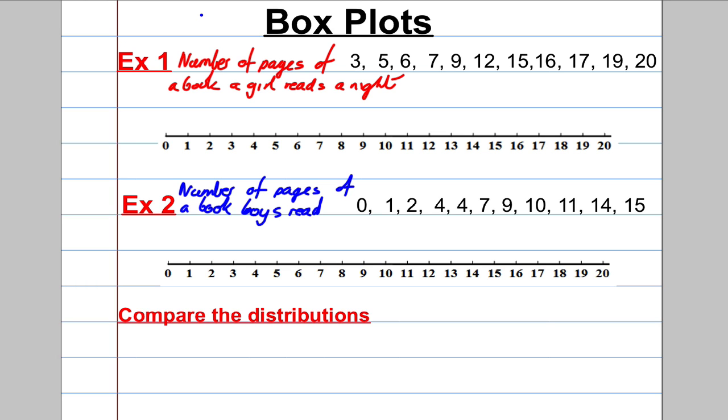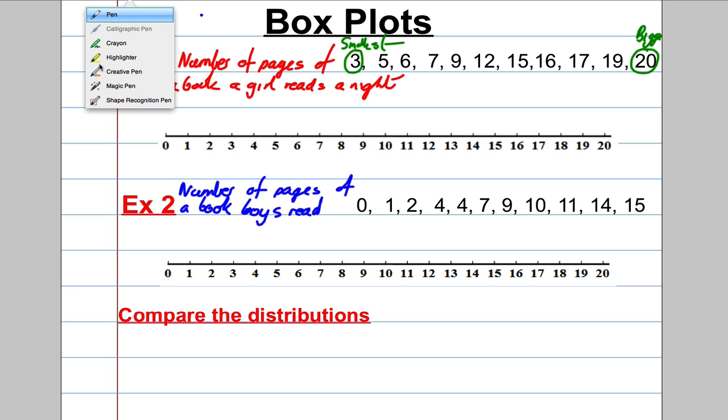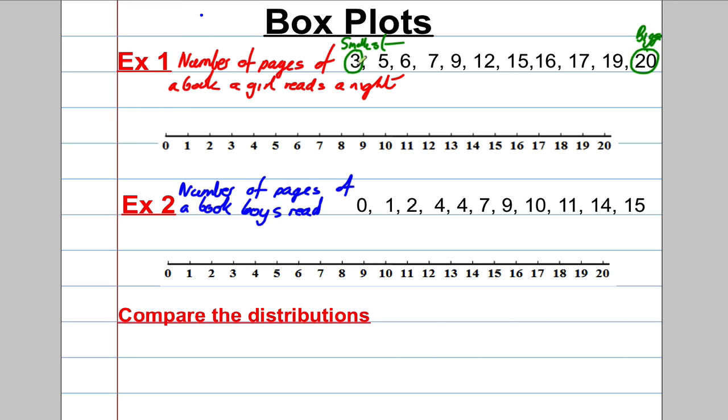Now what we do is we have to identify the smallest. So 3 is the smallest and the biggest is 20. We need what's called the median, the lower quartile and the upper quartile. The median is the middle number, so it's not the first, not the last. By the way, these have to be in order. If they weren't given in order, you put them in order first. So the median here is 12. We would call this the median.